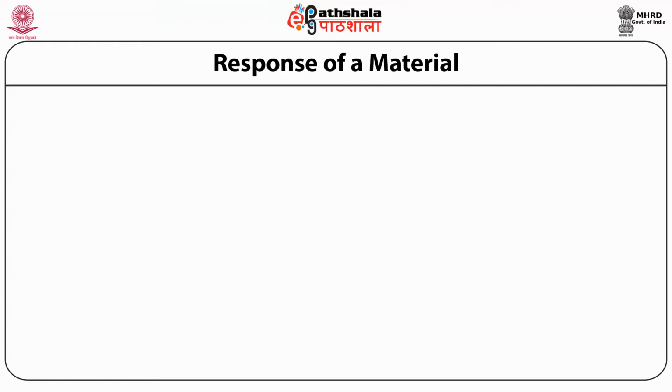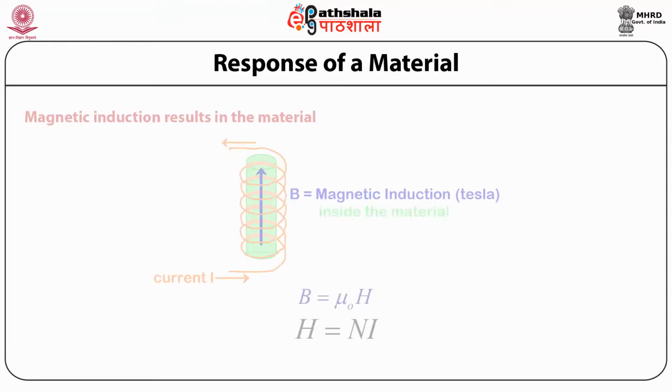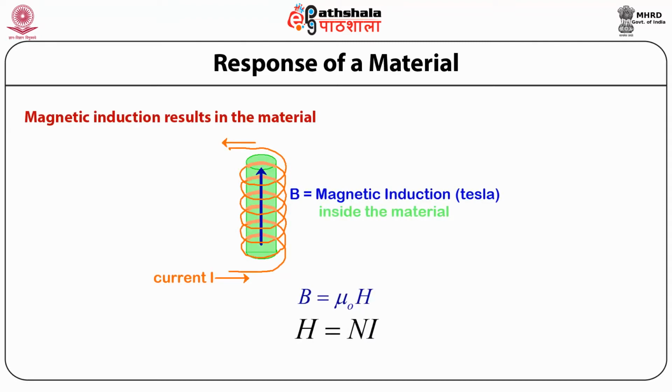Now let us see the response of a material in such a magnetic field. As we have discussed previously, there is a magnetic induction. If there is a material, the magnetic induction will result in the material. So B is the magnetic induction inside the material, which you can see in this figure. The relation between B and H becomes B is equal to mu naught H, where mu naught is permeability and H is Ni, which we have discussed in the previous slide.